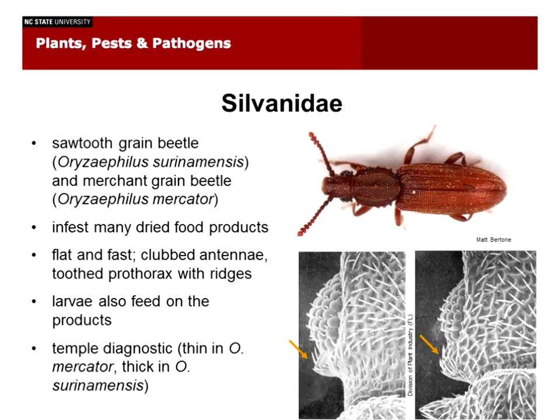Now, the larvae also feed on the products and look like just little white kind of mealworms almost, but they're a little difficult to identify. But if you see the larvae, you're going to see the adults, and they're much easier to identify.